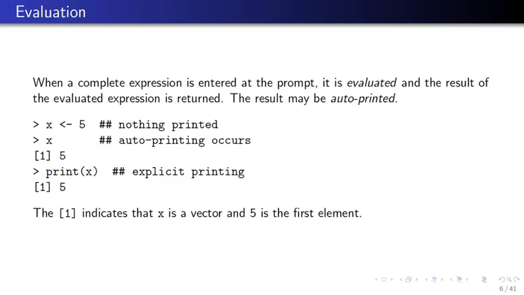You'll notice that when I print out the object x, there's a little 1 in brackets here, and you might be wondering what that is. All that indicates is what element of the vector is being shown. This will make more sense when we have longer vectors to look at. But all this is saying is that the number 5 that you're seeing there is the first element of the vector.